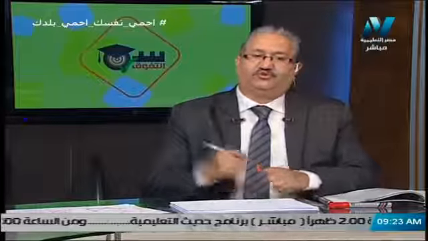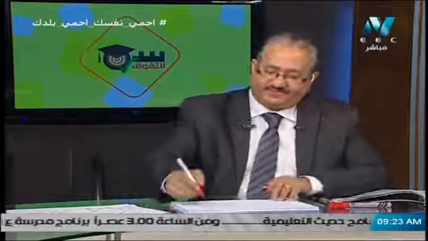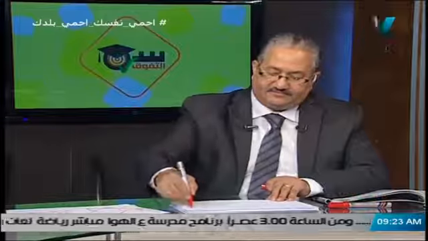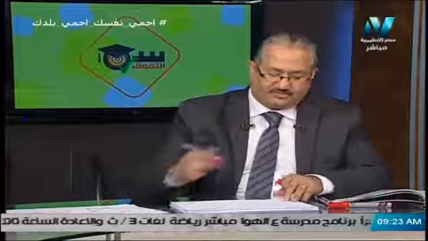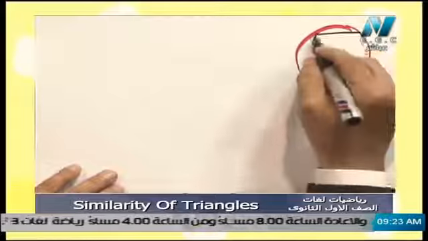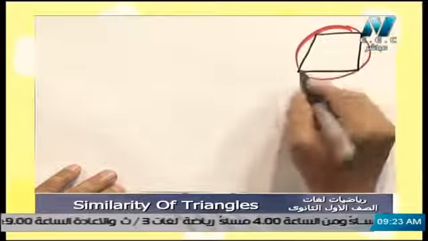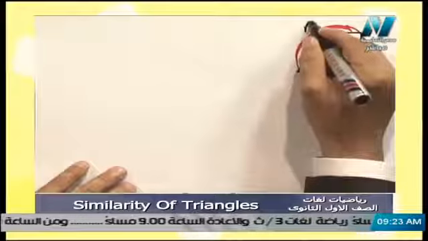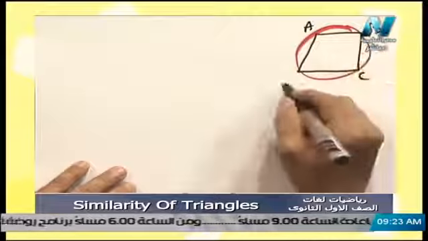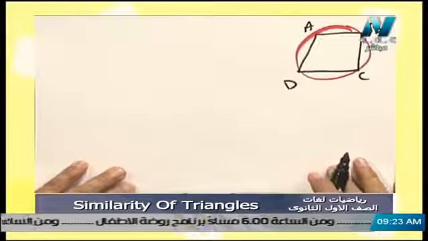Do you remember my discussions about cyclic quad? We studied cyclic quad last year. What's the meaning of cyclic quad? We know if we have a circle like that, and a quad like that inside the circle, we say that ABCD is a cyclic quad.